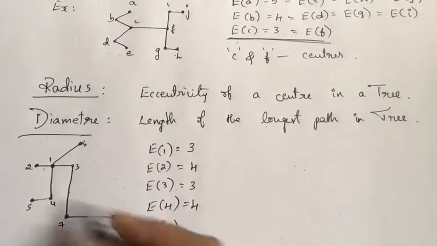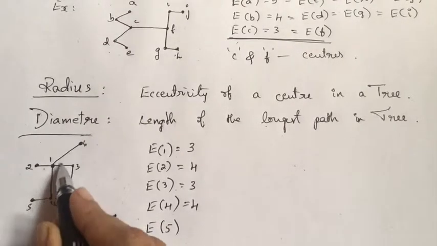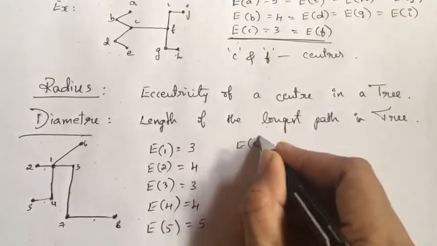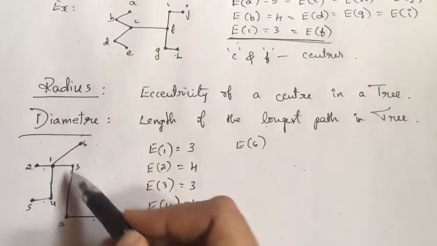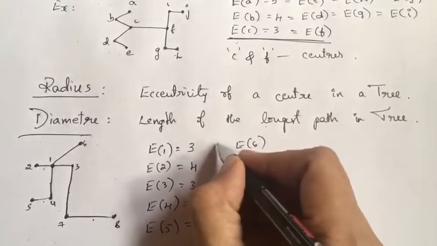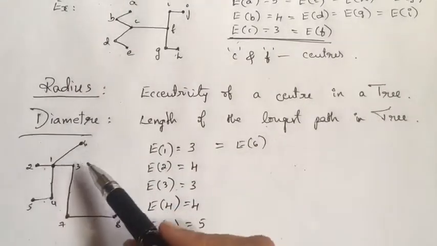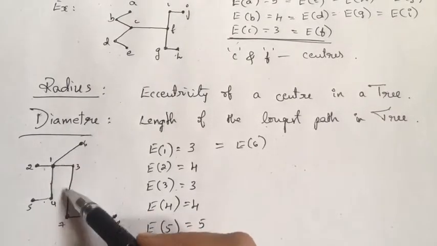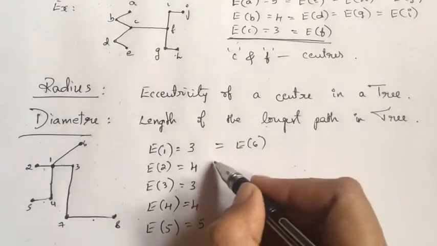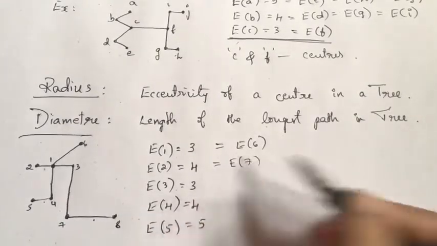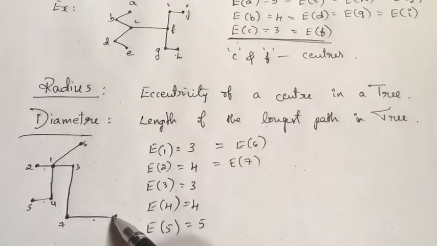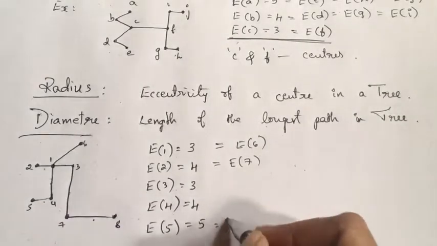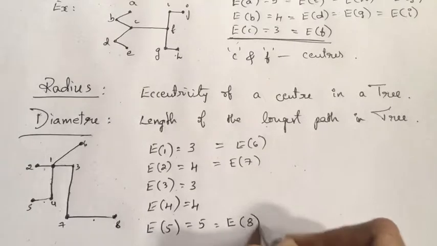Eccentricity of vertex 5 is 1, 2, 3, 4, 5. Eccentricity of vertex 6 is 1, 2, 3, same as this. Eccentricity of vertex 7 is 1, 2, 3, 4, so it's the same as this. Eccentricity of vertex 8 is 1, 2, 3, 4, 5. That is the eccentricity of vertex 8.